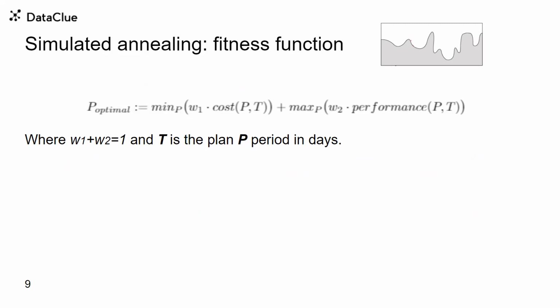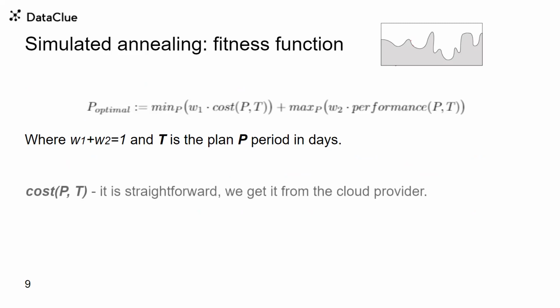Formally, you can write down the formula for the paradigm as follows. I have a policy P. The optimal policy is one minimizing the cost and maximizing the performance. W1 and W2 are the weights that we just talked about. Big T is the period, and P is the policy that we're looking for. Just to make it clear, cost(P,T) is straightforward. It's basically the bins that we want to use, how much data we want to store at any point in time, and how much it costs to store each data over time. This is a multilinear function, basically easy to use, easy to solve, really nice.